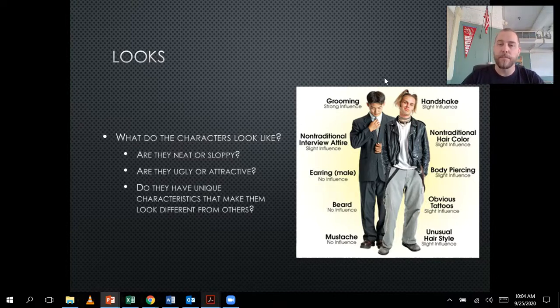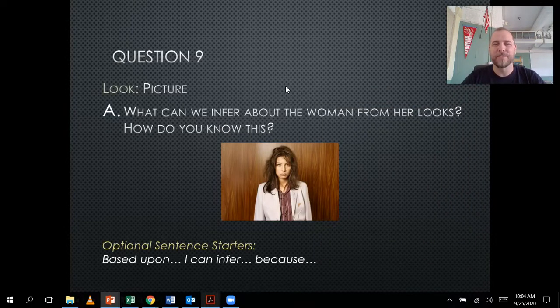And immediately, we're pretty good at gathering people's personality types and getting an idea of who they are based upon their looks. Especially you guys as teenagers are like pros at judging people based upon their looks, right? You're always right, huh? And so let's take a look at how this shows up. So this woman in this picture, what can we infer about her from her looks? And how do you know this?